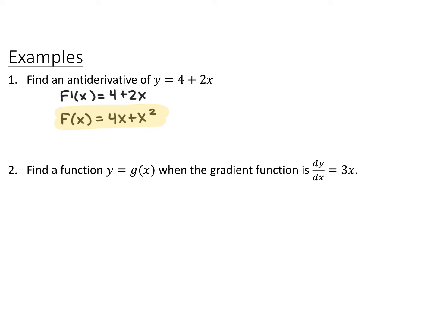For this next example, it says find a function y equals g of x when the gradient function is dy dx is equal to 3x. So they're giving us the gradient function, they're giving us the derivative. Try and find g of x.